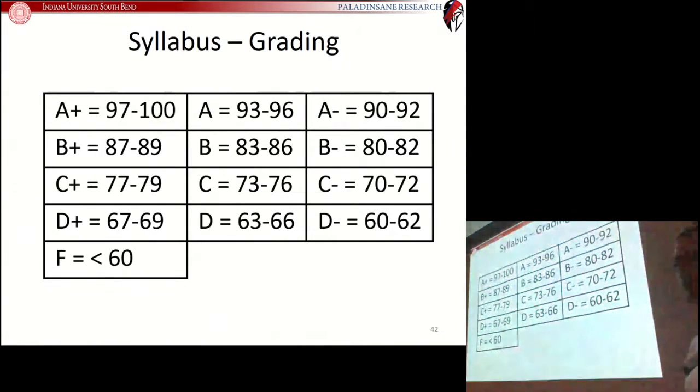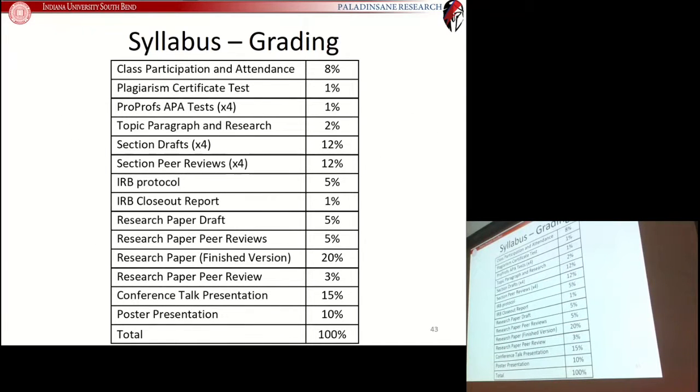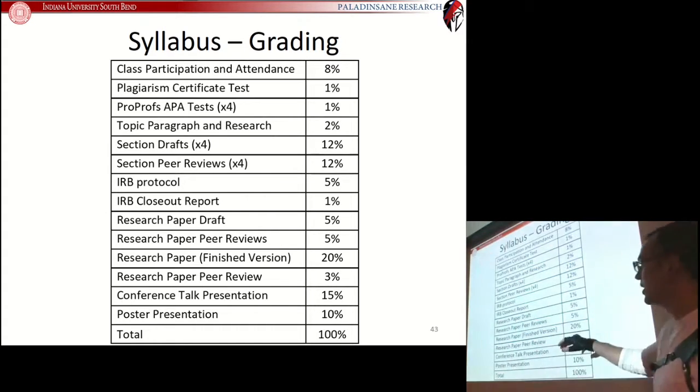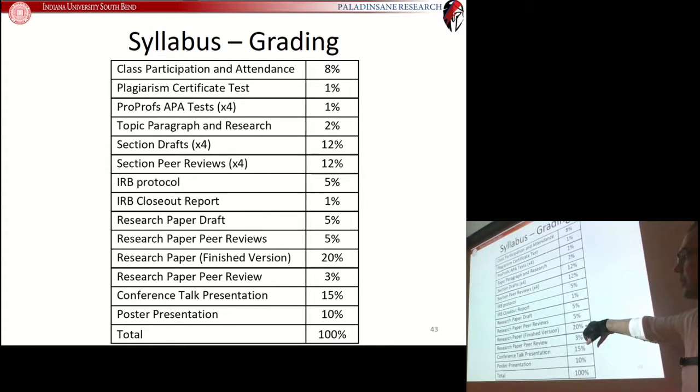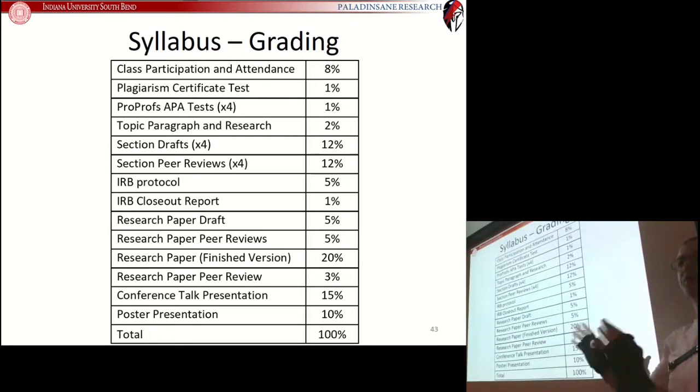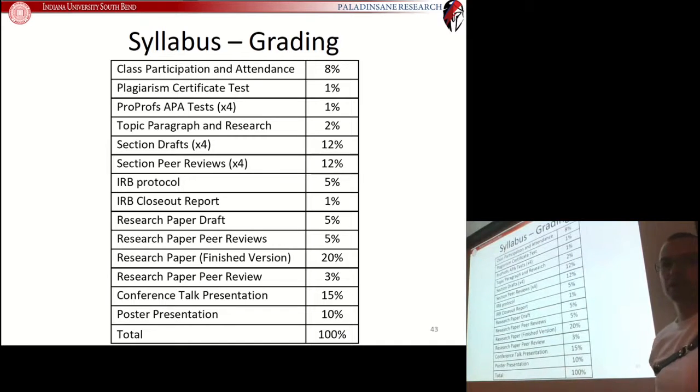There's a standard breakdown for the grade. That's where it all comes from. There are no exams. There are no midterms. There are no tests in this. This is about starting and ending a research project. So that's where all your points come from. And as you can see, it's pretty spread out, except for, again, the final products. So the research paper, your final version, is going to be worth 20%. Your conference talk presentation, 15%. Your poster presentation, 10%. So that kind of reflects the importance of getting your information out there.